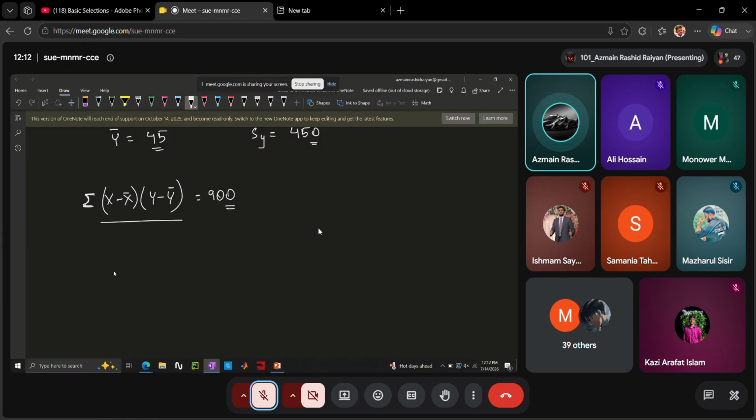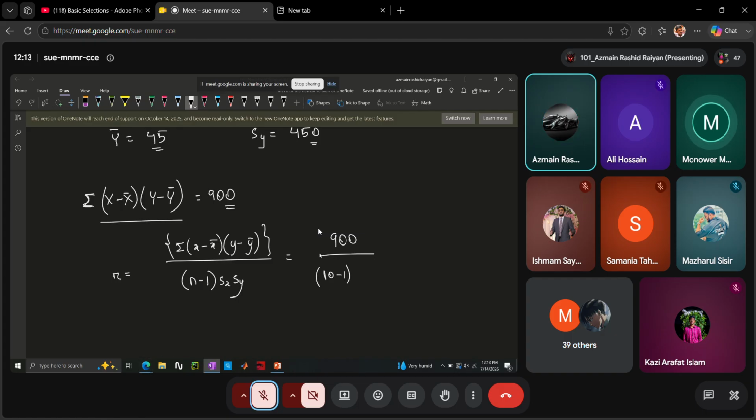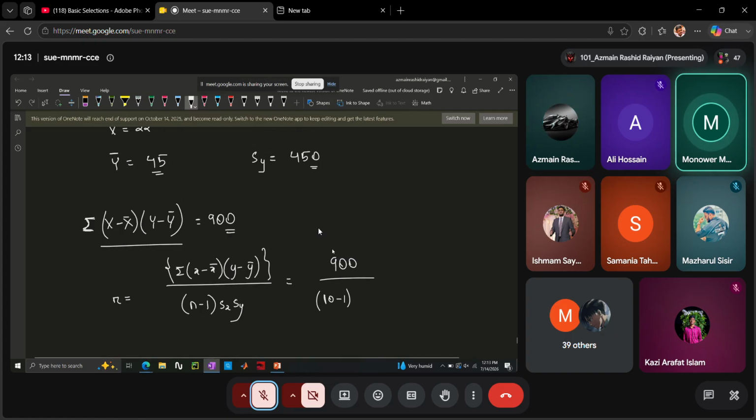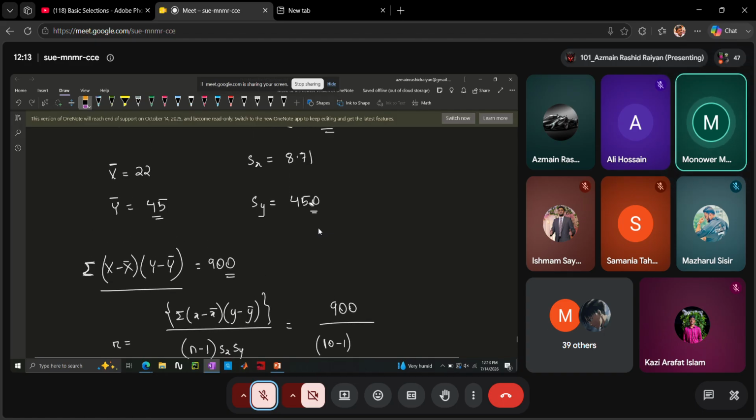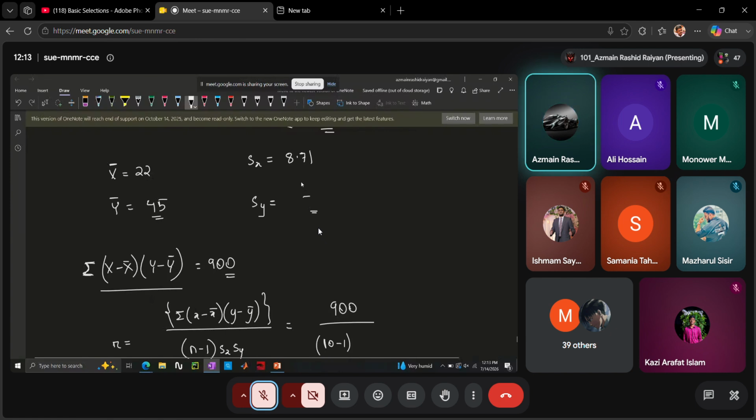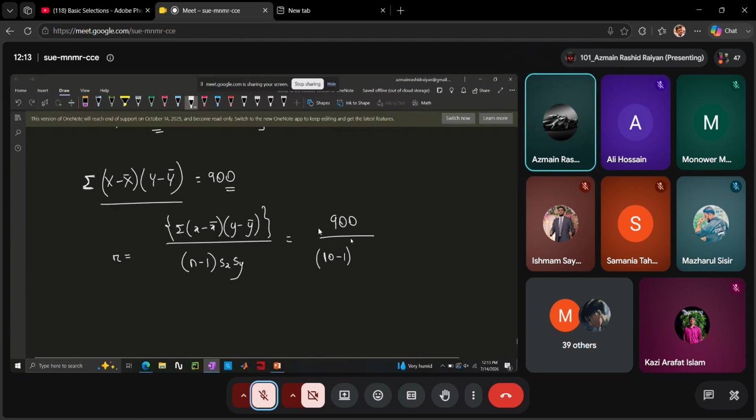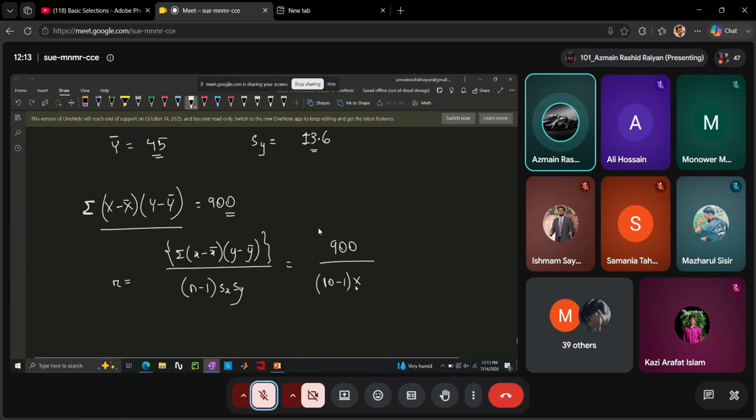If I plug in the values, my R value will be equal to the summation of X minus X bar multiplied by Y minus Y bar, divided by N minus 1 into Sx into Sy. The summation of this entire portion is 900. N minus 1 is basically 10 minus 1. There was a small mistake: the Sy value would be 13.6. So the Sx value was 8.71 and the Sy value is 13.6.